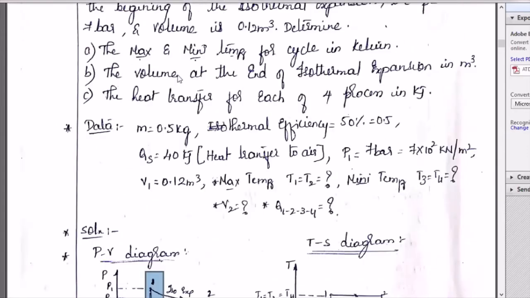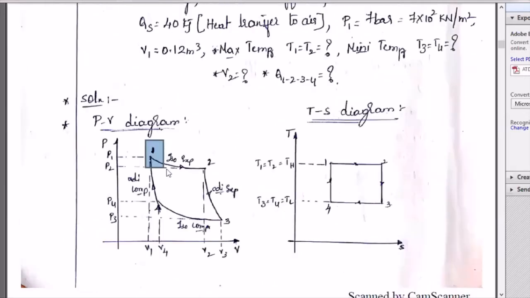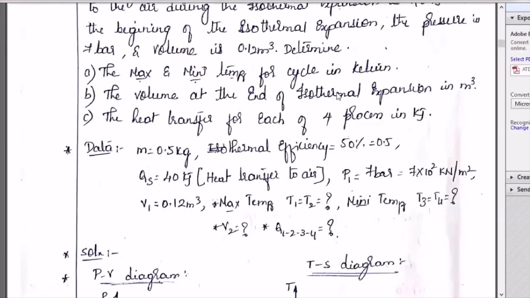The volume at the end of the isothermal expansion. Isothermal expansion is 1 to 2. Beginning of isothermal expansion is 1. Ending of isothermal expansion is 2. That's what they have given. Volume at the end of isothermal expansion.